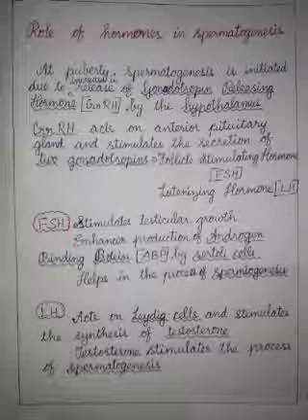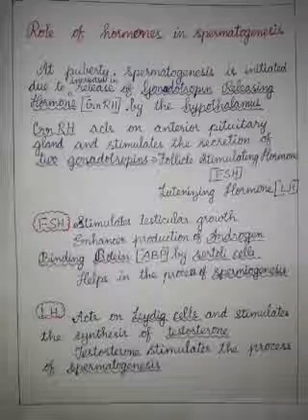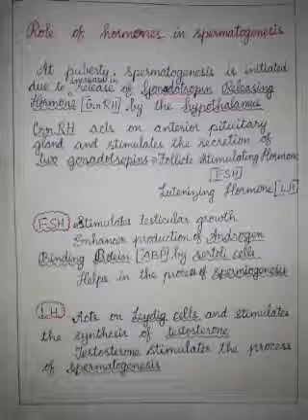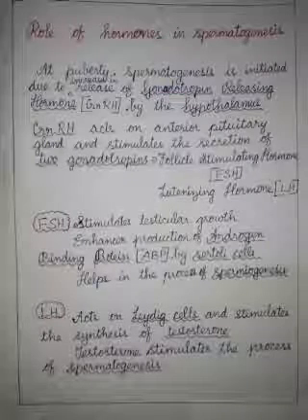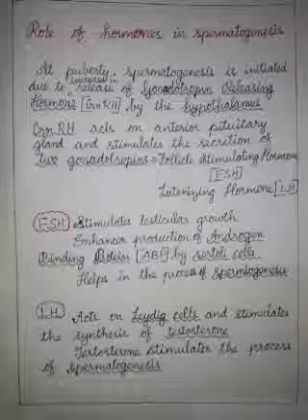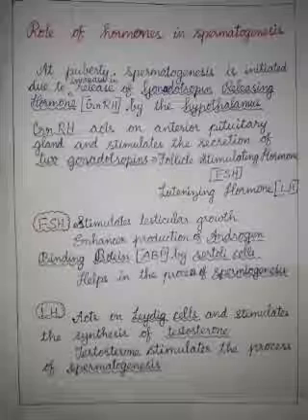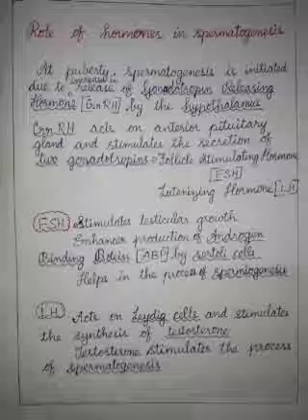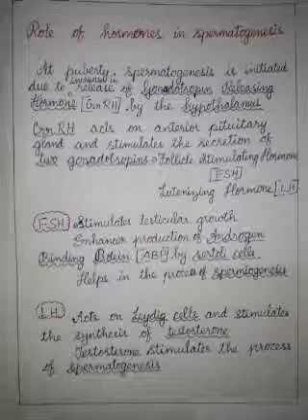What are the actions of the follicle stimulating hormone? FSH will stimulate the testicular growth. It will enhance the production of androgen binding protein by the Sertoli cells, which helps in the process of spermiogenesis. So FSH stimulates testicular growth, helps the Sertoli cells produce androgen binding protein, and also helps the spermiogenesis process.